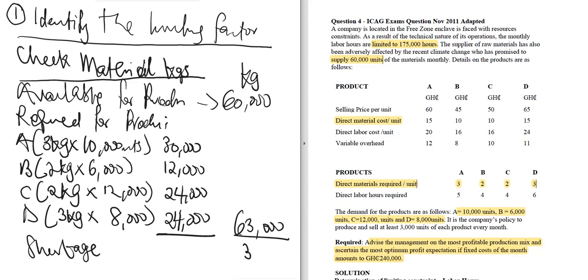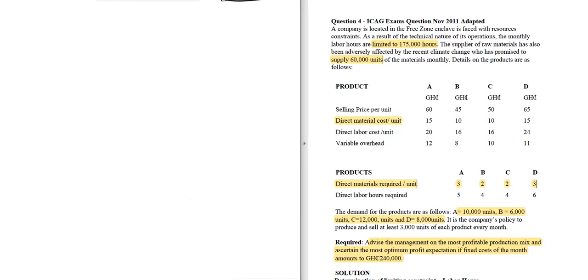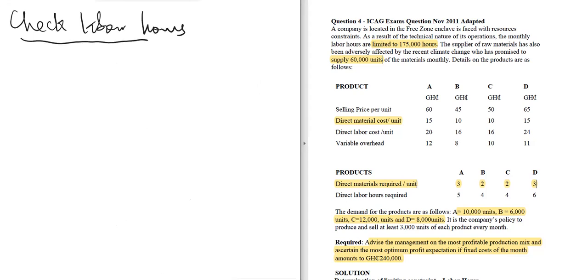Of 3,000. Meaning material is the limiting factor, but don't end there, because max might be allocated for testing labor as well. So let's shift this up. Let's try labor. So check labor hours. Okay, let's check for labor hours as well. So checking labor hours, what is the hours available for production? Hours available for production is how much?